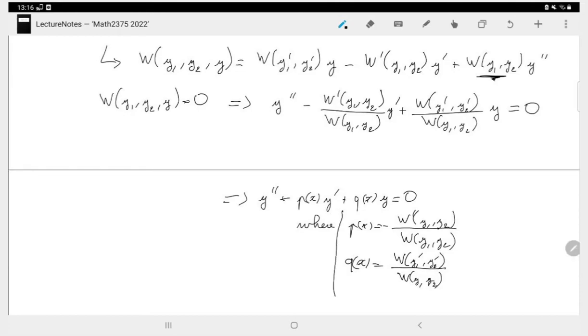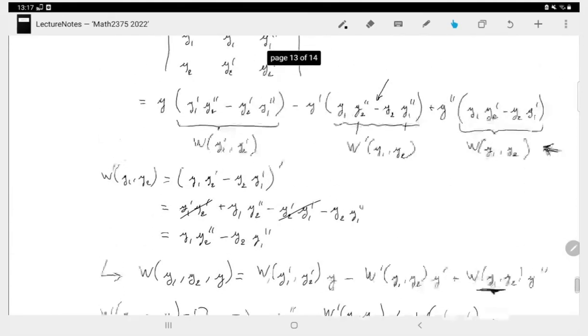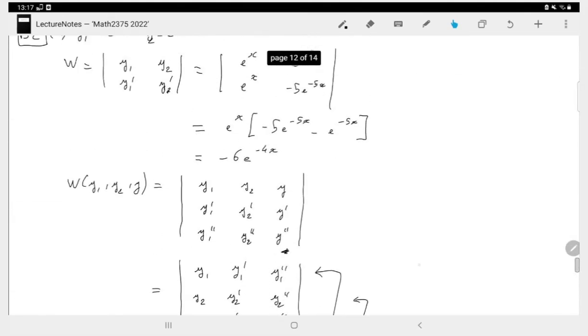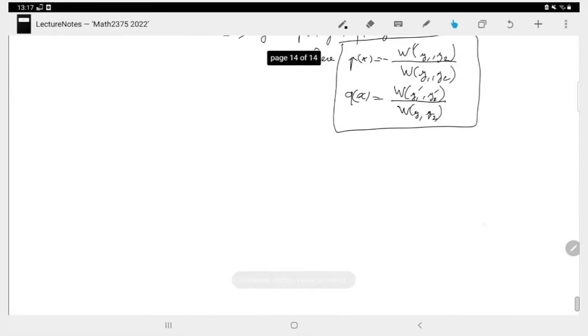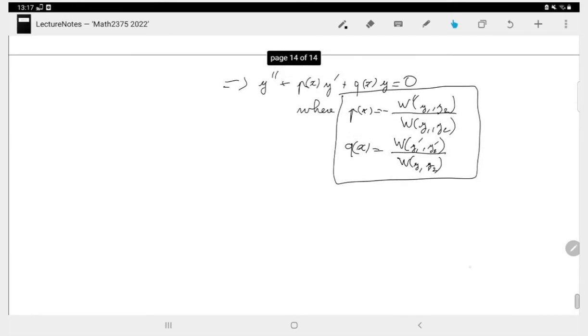And so now we've essentially derived these equalities. Now back to our original problem, where we had these two functions, that was a long time ago, y1 and y2, which are e to the x and e to the minus 5x. So we need to find the equation that satisfies W(y1, y2, y) equals 0. What we essentially need to determine here is the value of p and q.